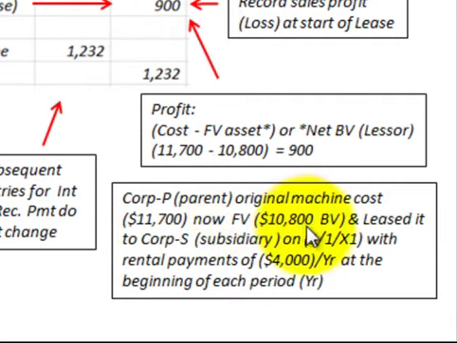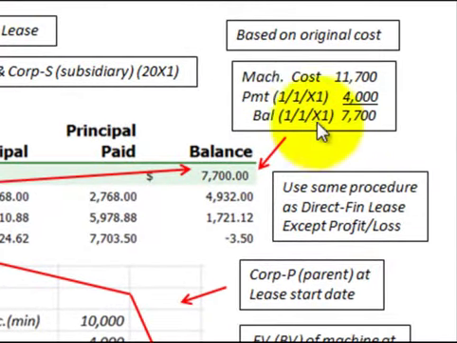Corporation P, the parent, has an original cost on a machine of $11,700, and it has a fair value of $10,800, or that is its book value. They lease it out to Corporation S, the subsidiary, on 1/1/X1 with rental payments of $4,000 per year at the beginning of each year. So let's go up here and look at what we have to do.